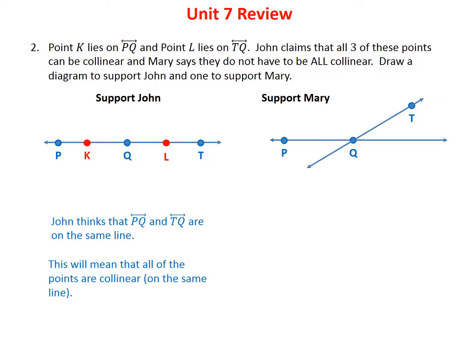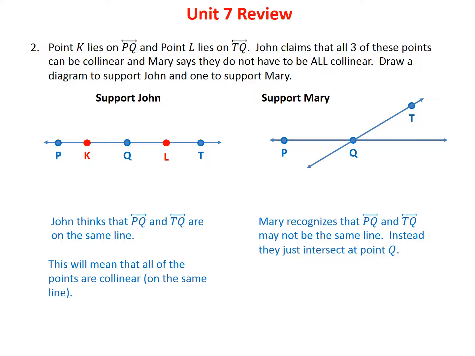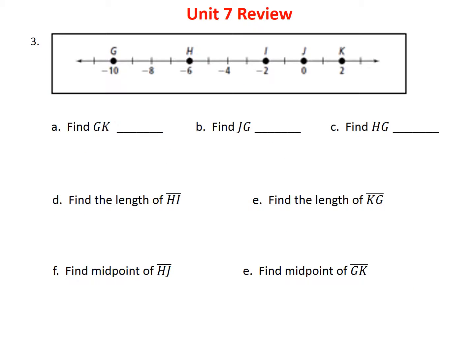Mary, however, is recognizing those don't have to be the same line. In other words, PQ and TQ could simply intersect at the point Q and not be the same line. And now if we put in point K and L, you'll notice that they're not all collinear this time. So it's just different ways of viewing how PQ and TQ might be related.